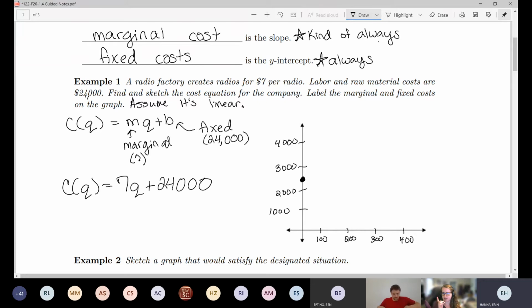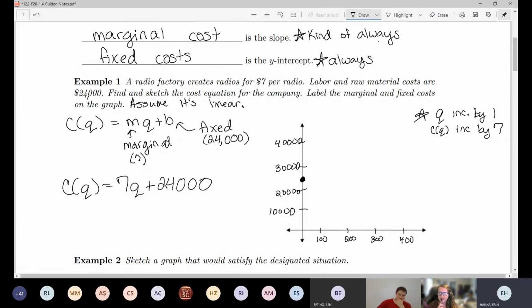I'm going to do that easily using the slope. I'm going to use the idea that if Q increases by 1, then C of Q increases by 7. Yes, there should be 10,000s, not 1,000s. Thank you.